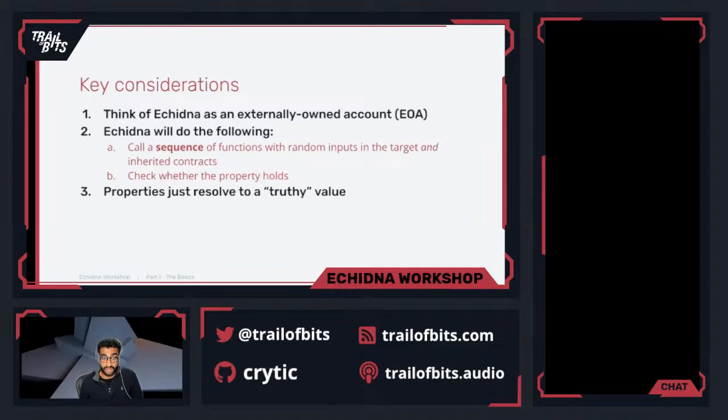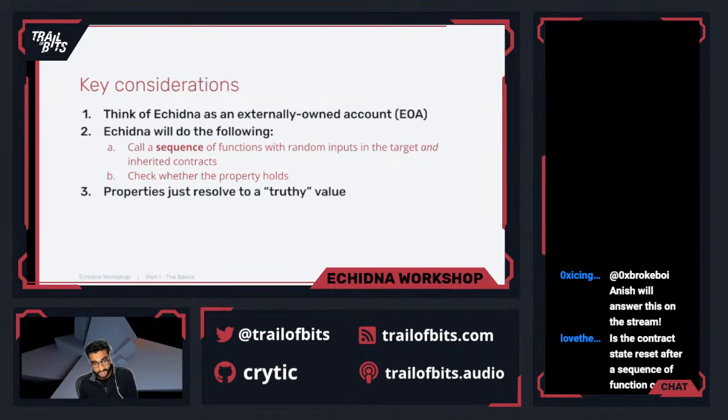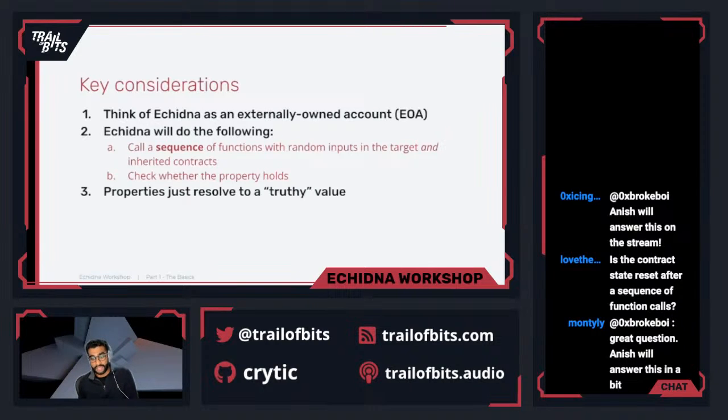And so, okay, Echidna calls a sequence of functions with random inputs on the target, and then it'll check whether the property holds. So it's basically a two-step process. Echidna will call a bunch of stuff. That's the fuzzing part. And then the property testing part is saying, okay, is the thing that the human asked me to check still valid? If so, great. If not, I'll let him know.